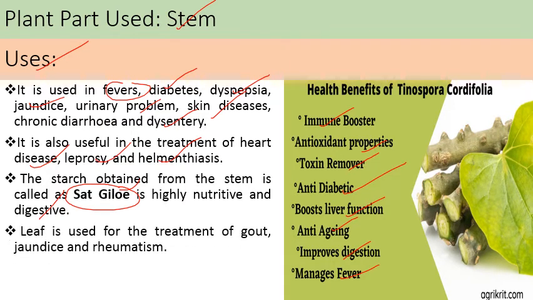Then the leaves are used for the preparation or treatment of gout, jaundice and rheumatism. So इसके leaves को use करते हैं इन diseases को treat करने के लिए.